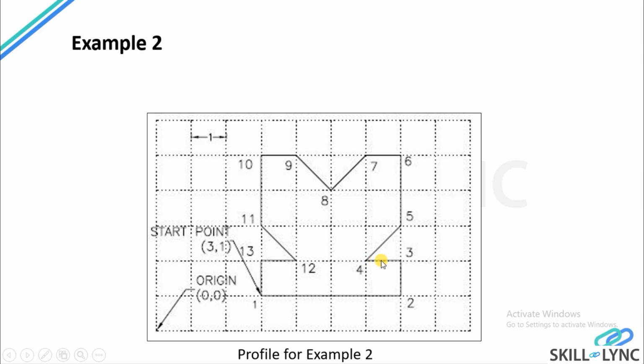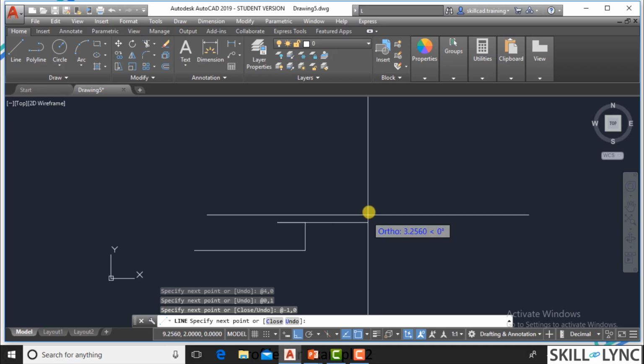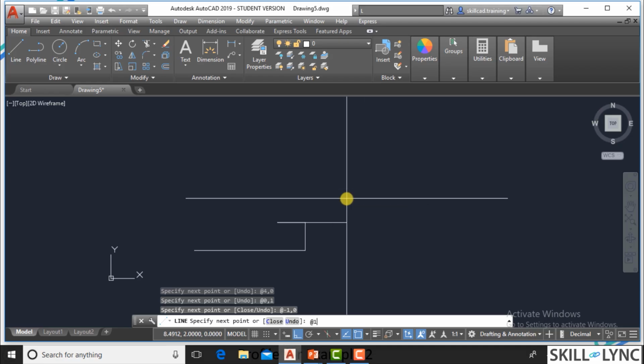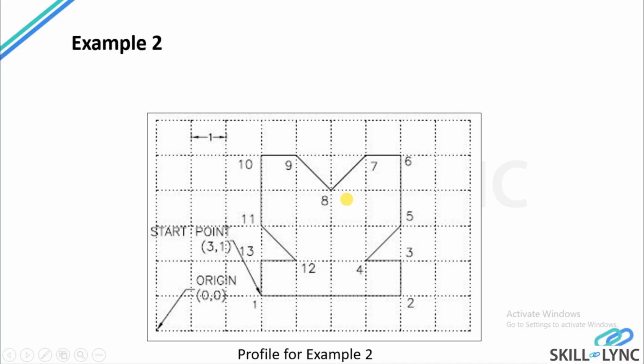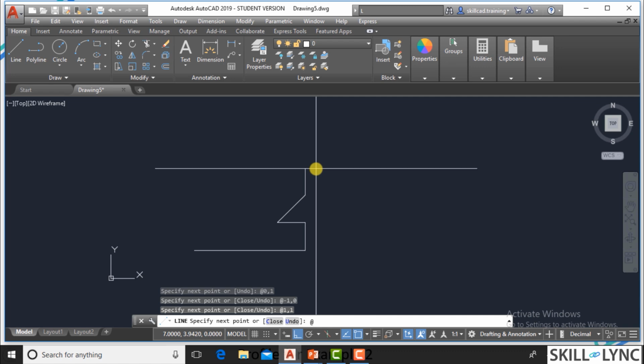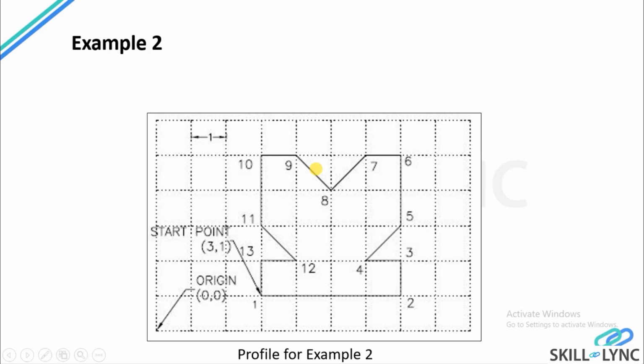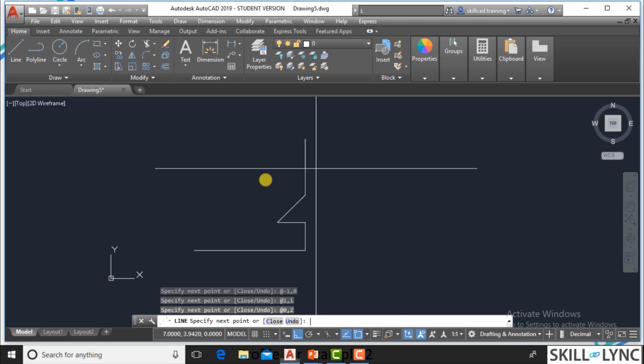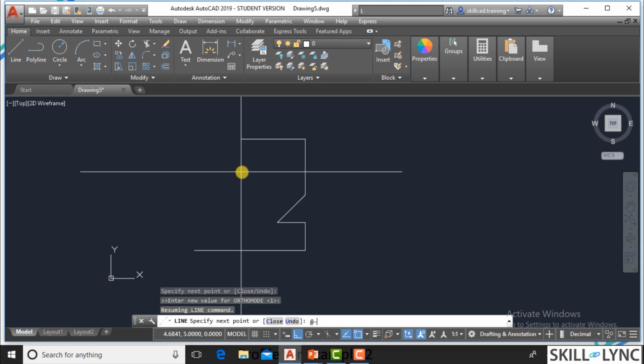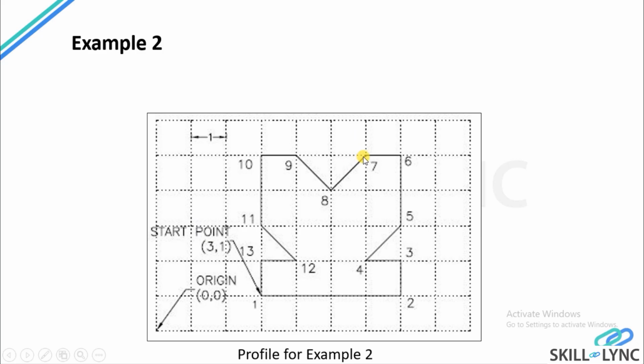Going positive in x and positive in y, that is @1,1. Delta x is 1 and delta y is 1. And here the delta y is 2 and delta x is 0, so you have 0 comma 2. Here the delta x is minus 1, and delta y is 0. Here you are. And here the delta x is minus 1 and delta y is minus 1.